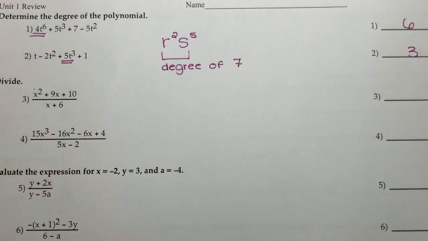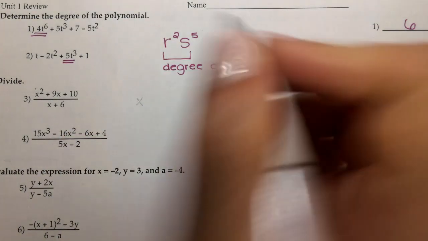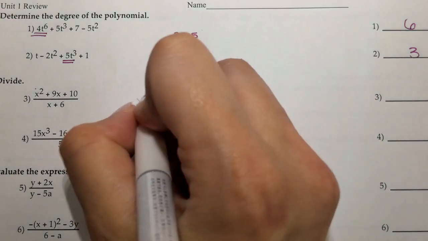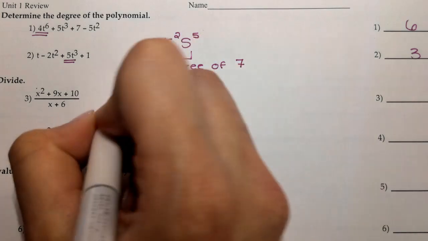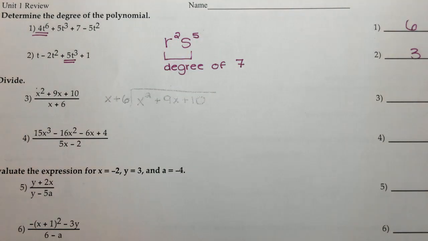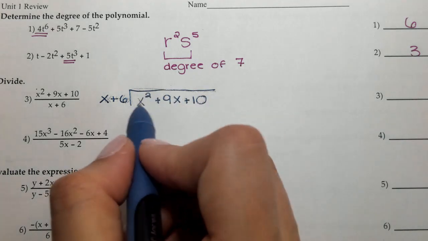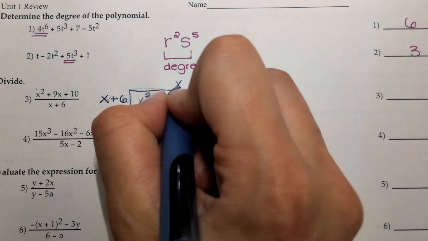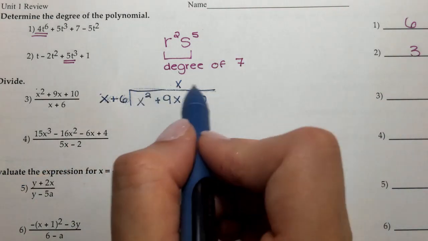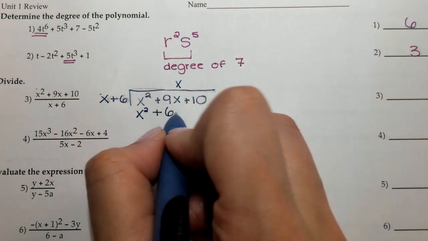Right? When we are dividing polynomials, you take your x squared plus 9x plus 10 divided by x plus 6. Okay, so you take x squared divided by x, your first term divided by your first term, and we just get x. Then you're going to take this and distribute it, so x times x gives you x squared, x times 6 gives you 6x.